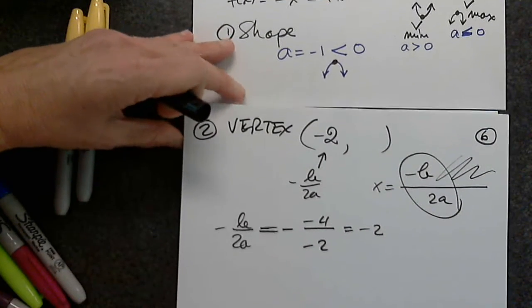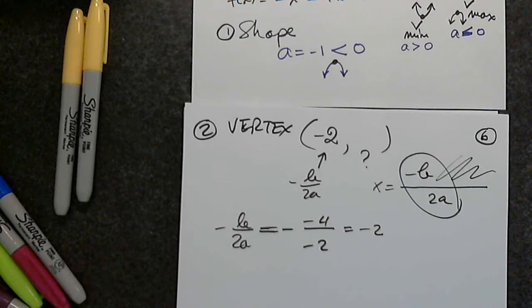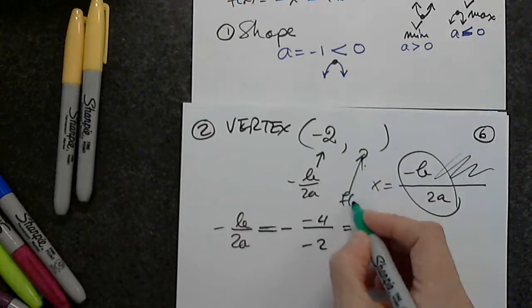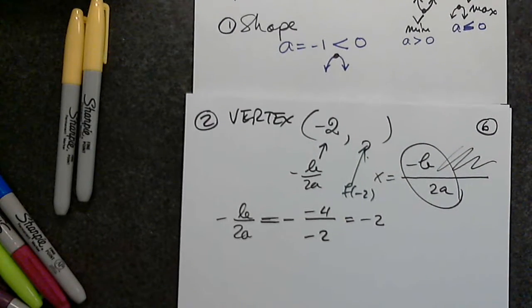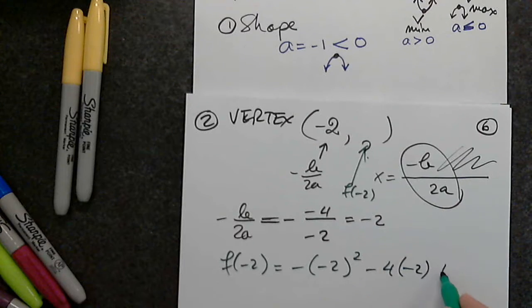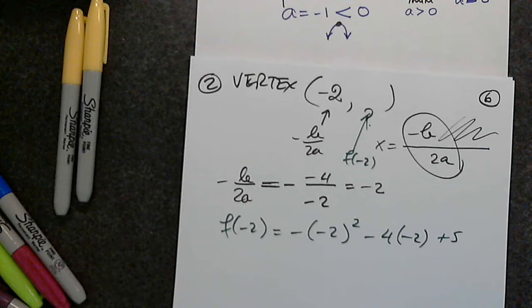Good. So now how do I determine the y-coordinate? We have a function, we determine an x value, and we want to determine the corresponding y. How do I determine that? Of course, this will be nothing else but f of negative 2. So let's find f of negative 2 as being negative 2 squared minus 4 times negative 2 plus 5. Careful how you plug it in. You're replacing x by negative 2.